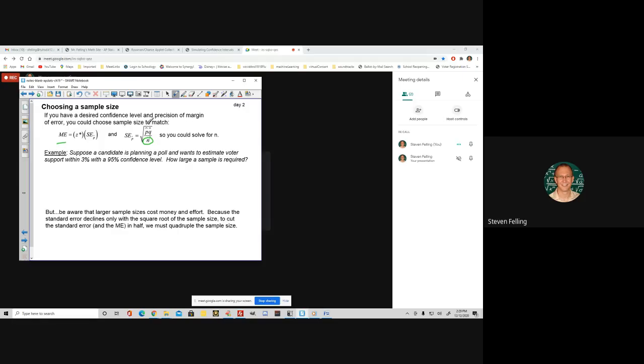Okay? All right. So, for example, let's say that you're doing some kind of political polling and you're working for a candidate, and the candidate is planning a poll to be able to estimate voter support within 3%. And they want to be 95% confident of that result. How large a sample is required?